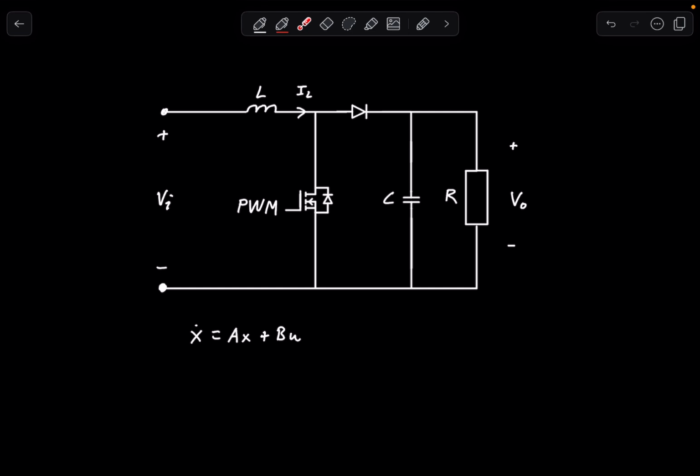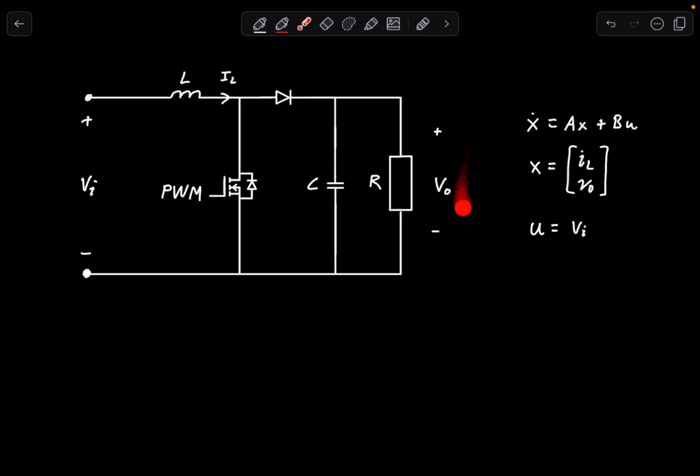So x are the states that we want to measure or find. So those are the output voltage and the inductor current. And u is the input. So in this case, it is the input voltage. So I'll just put it here. Now we first want to find the matrices A and B.